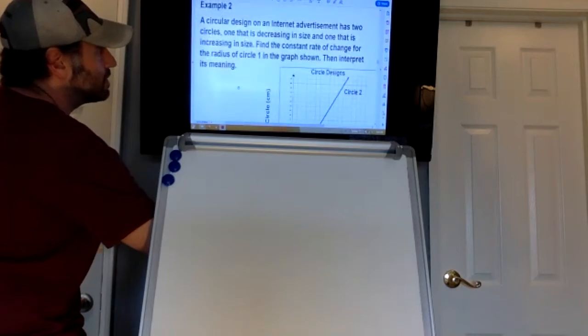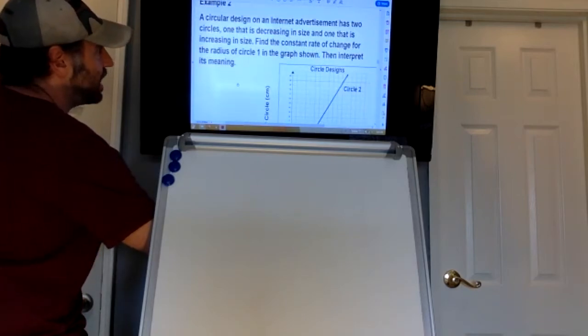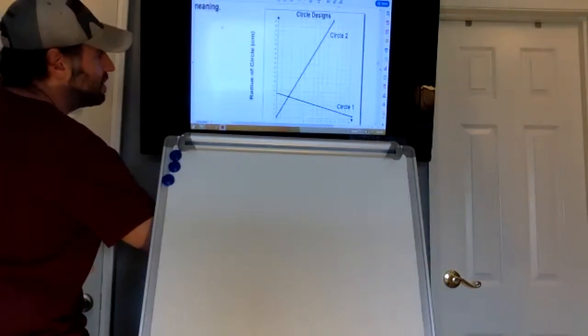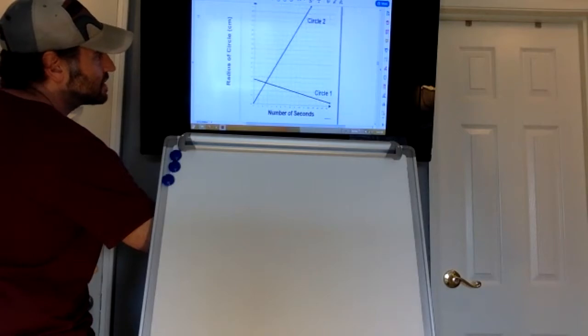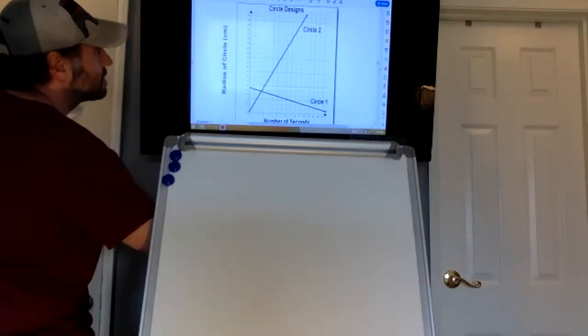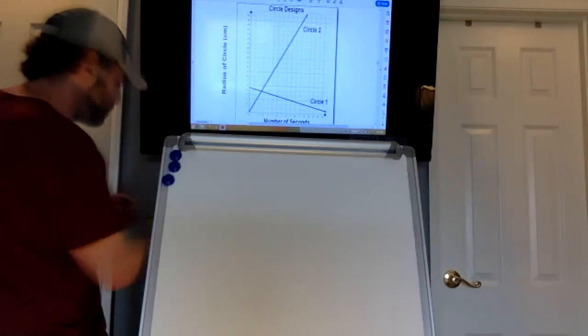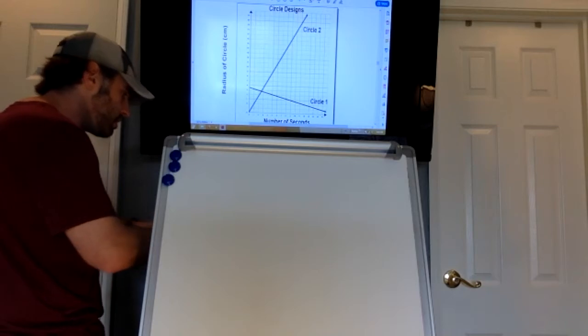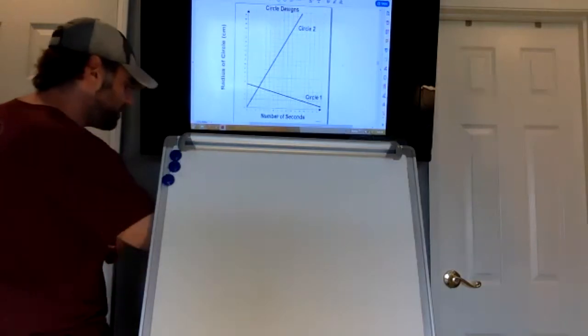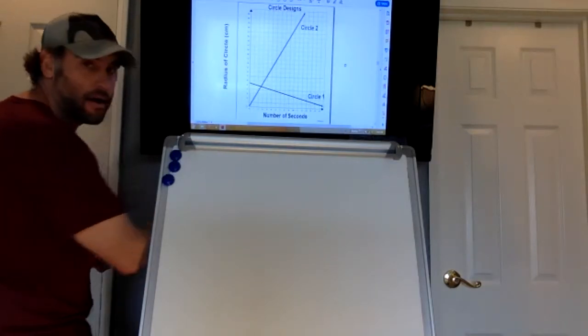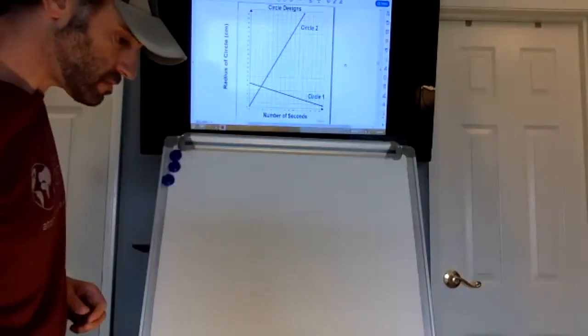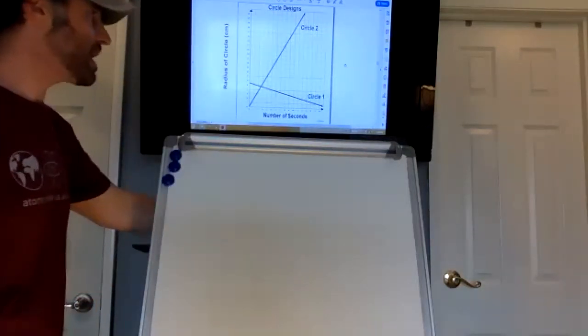So let's see, what are we doing? We're doing the constant rate of change for the radius of the circle. So let's take a look. Here's the graph of it. Let me shrink this down to 220 or 215. There we go. It fits. Wait, is it counting by 1? Yeah, I'll put that in for you.